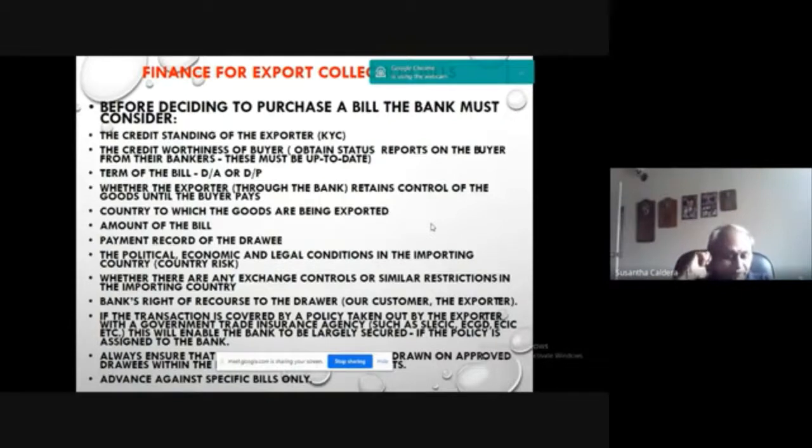Amount of the bill is another important thing. If it is a massive amount, I will say no, unless the customer is a very good customer. Payment record of the drawee.